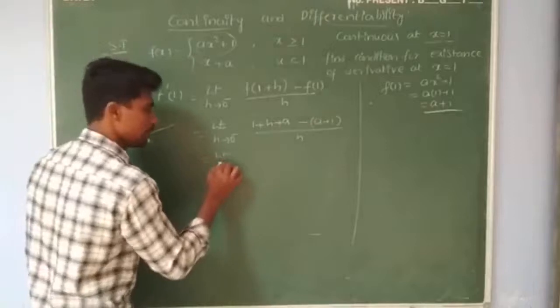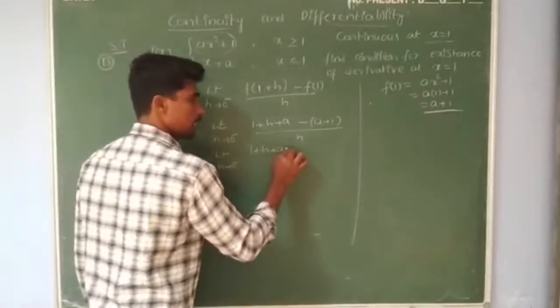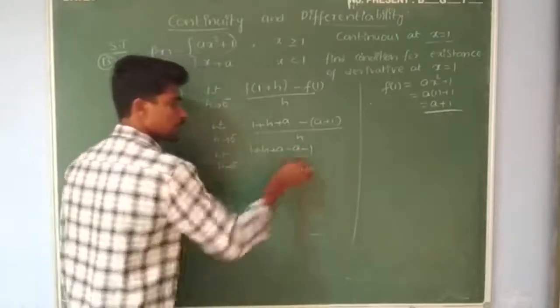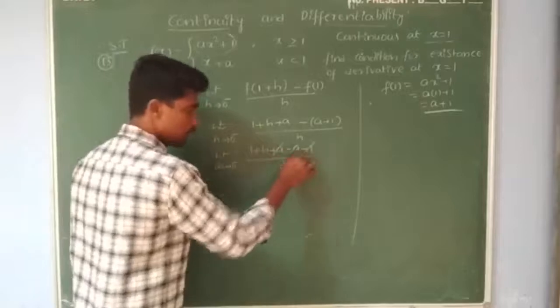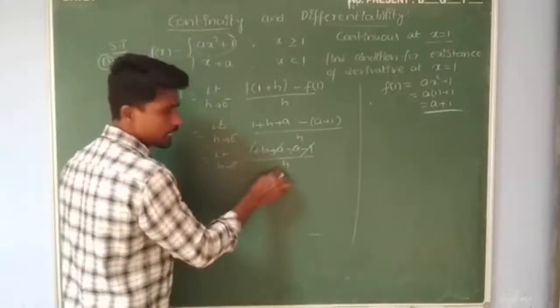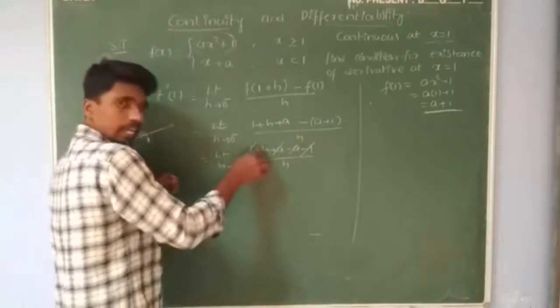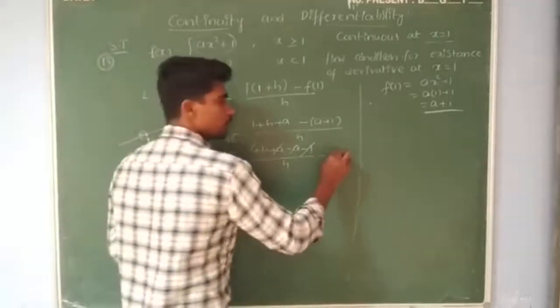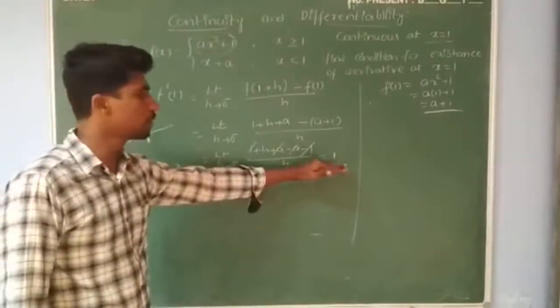Now limit h tending to 0 minus 1 plus h plus a minus a plus 1 by h. Plus a minus a gets cancelled. Minus 1 plus 1 gets cancelled. I get h by h, which is nothing but 1. So limit h tending to 0 minus h by h is 1, which is equal to 1. So I got the left derivative as 1.